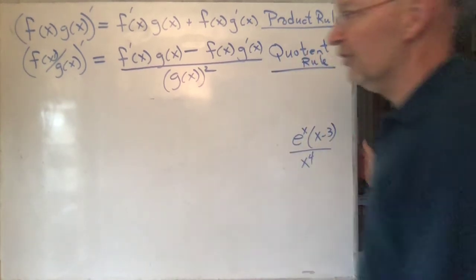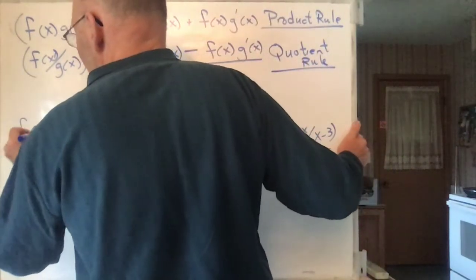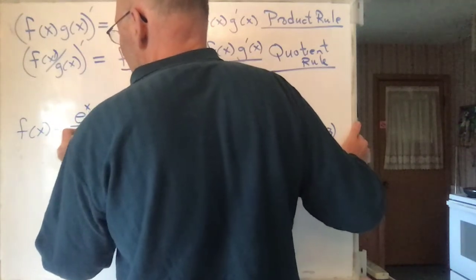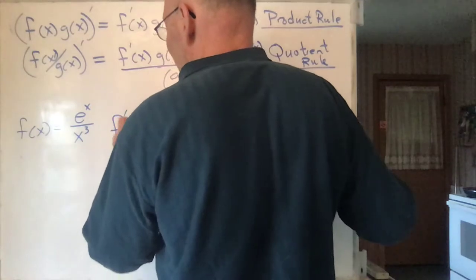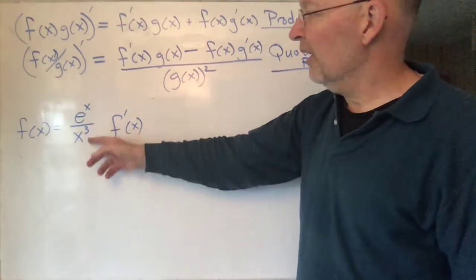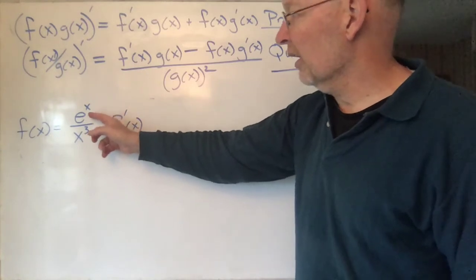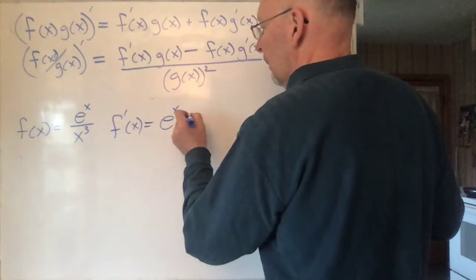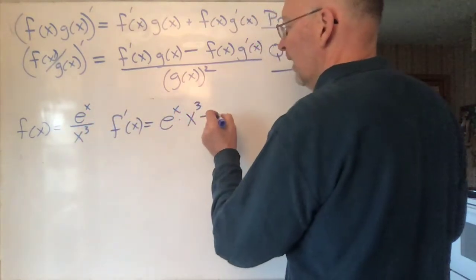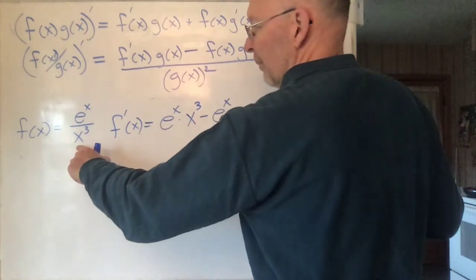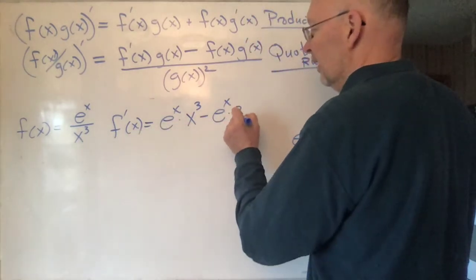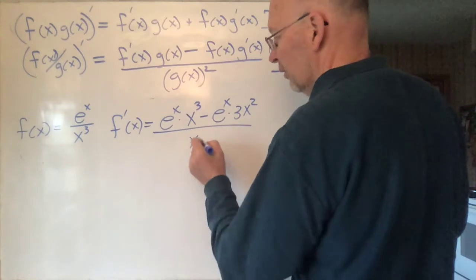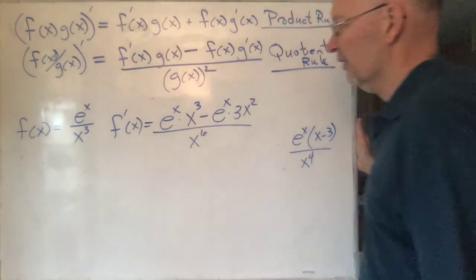Okay, so let's try it on our quotient problem. Here we had f of x equal to, what was it? It was e to the x divided by x cubed. So the quotient rule says, you want to do enough of these that you can just roll them right off your tongue. The derivative of the top, the derivative of e to the x, is e to the x, times the bottom, minus the top times the derivative of the bottom. The derivative of x cubed is 3x squared, all divided by the bottom squared. Bottom squared is going to be x cubed times x cubed, which is x to the 6th.